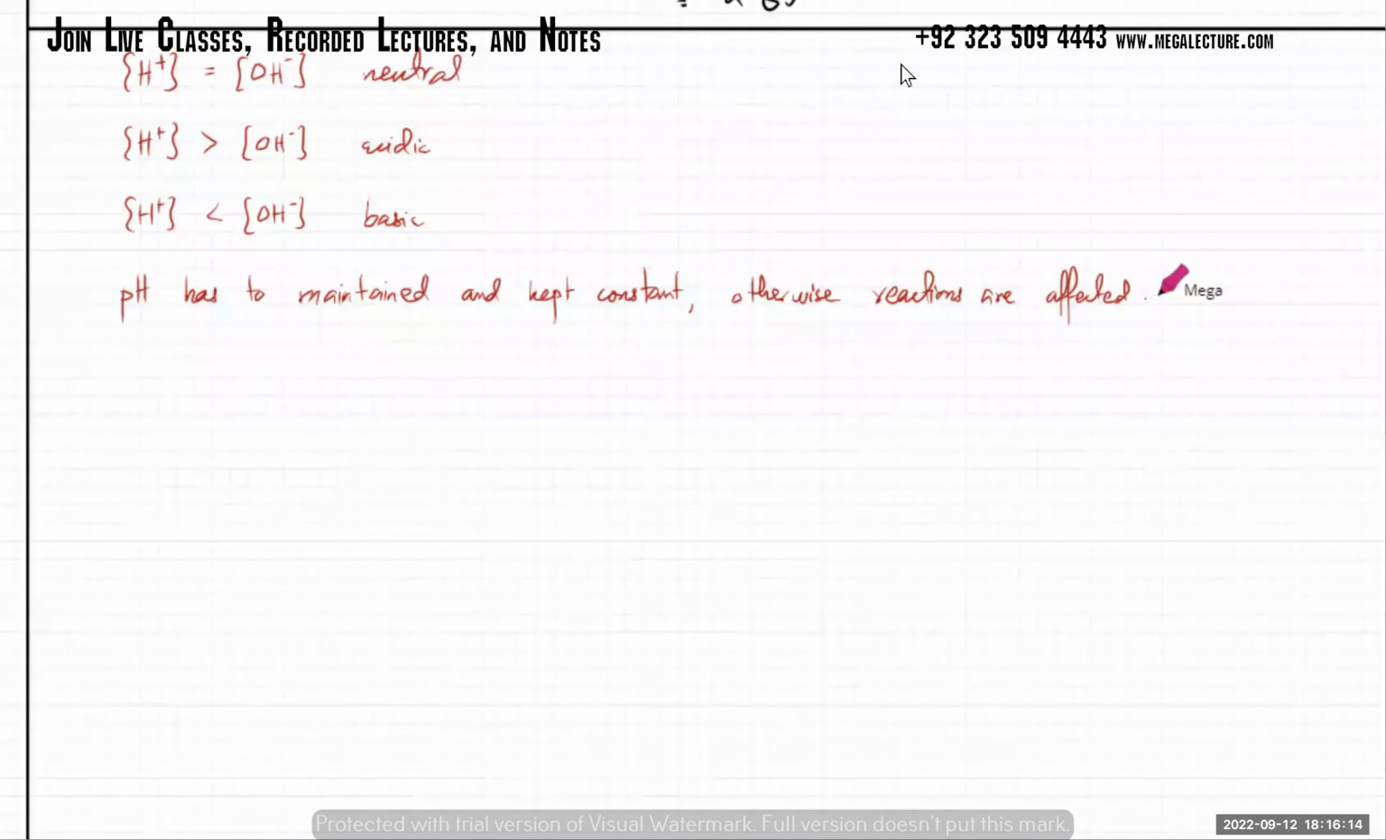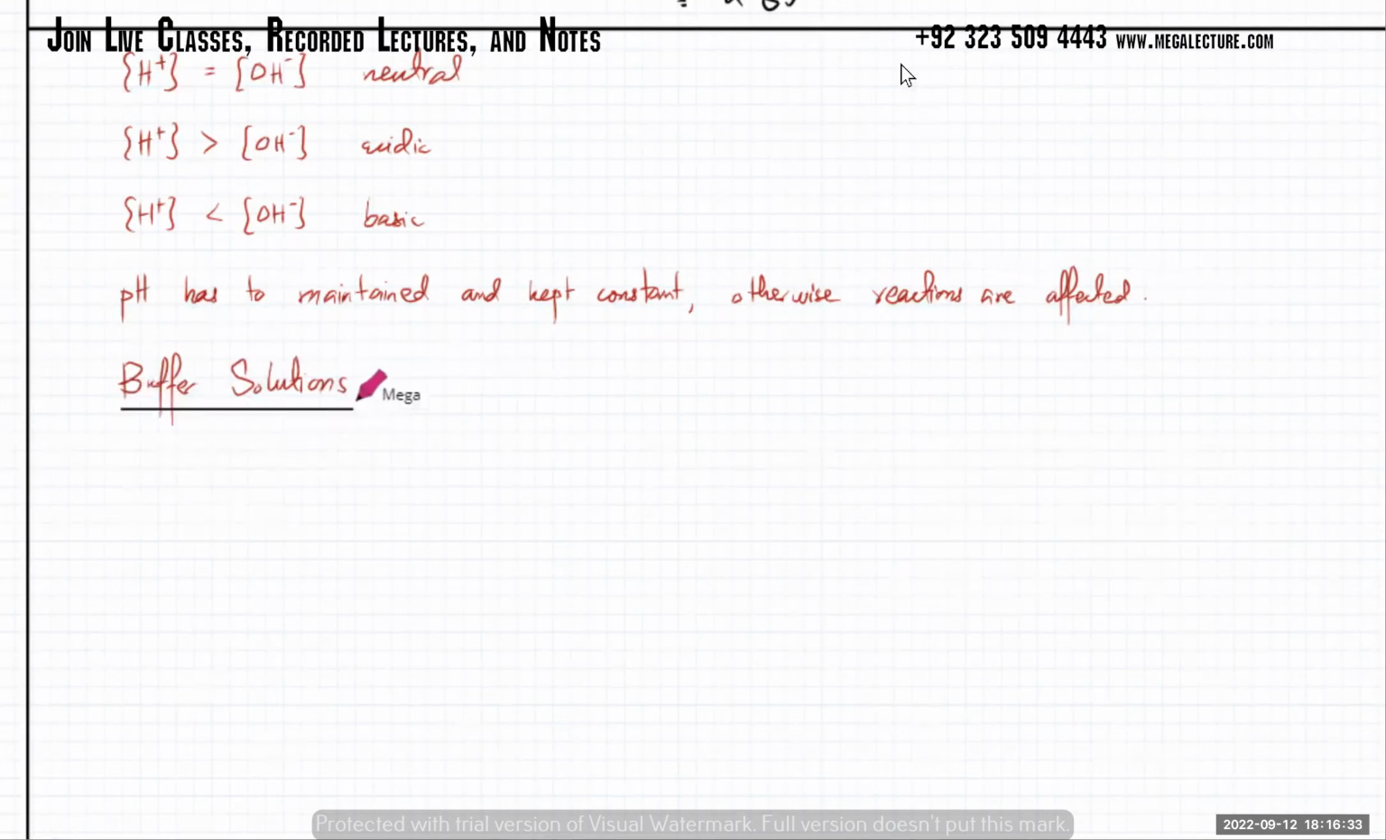So how do you keep the pH constant? That's known as a buffer solution. Buffer solutions resist a change in pH. Most of the natural systems around you are buffer solutions. Your soil will resist a change in pH. Your blood will resist a change in pH. Your stomach will resist a change in pH. They're by default natural buffers.